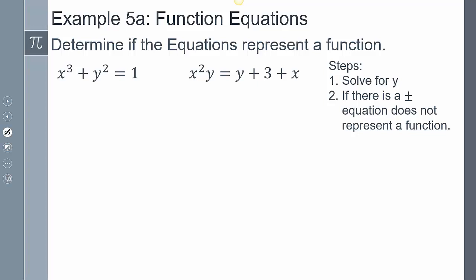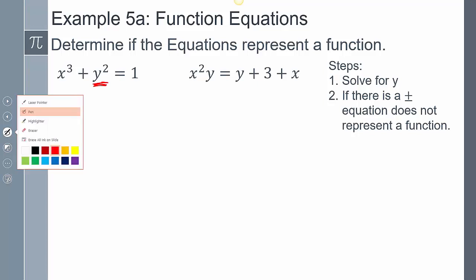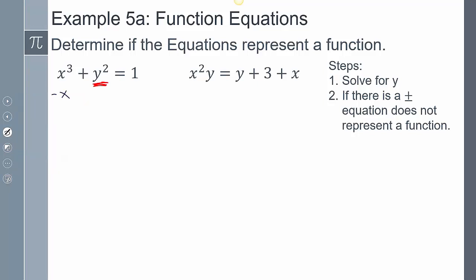So determine if the equation represents a function. To do this, the easiest process is we want to solve for y, and so we want to get y by itself. To do that, I'll subtract x cubed on both sides, and so I get y squared equals 1 minus x cubed. And then to get rid of that square, I have to take the square root of both sides, and so I'm going to get y equals plus or minus the square root of 1 minus x cubed.